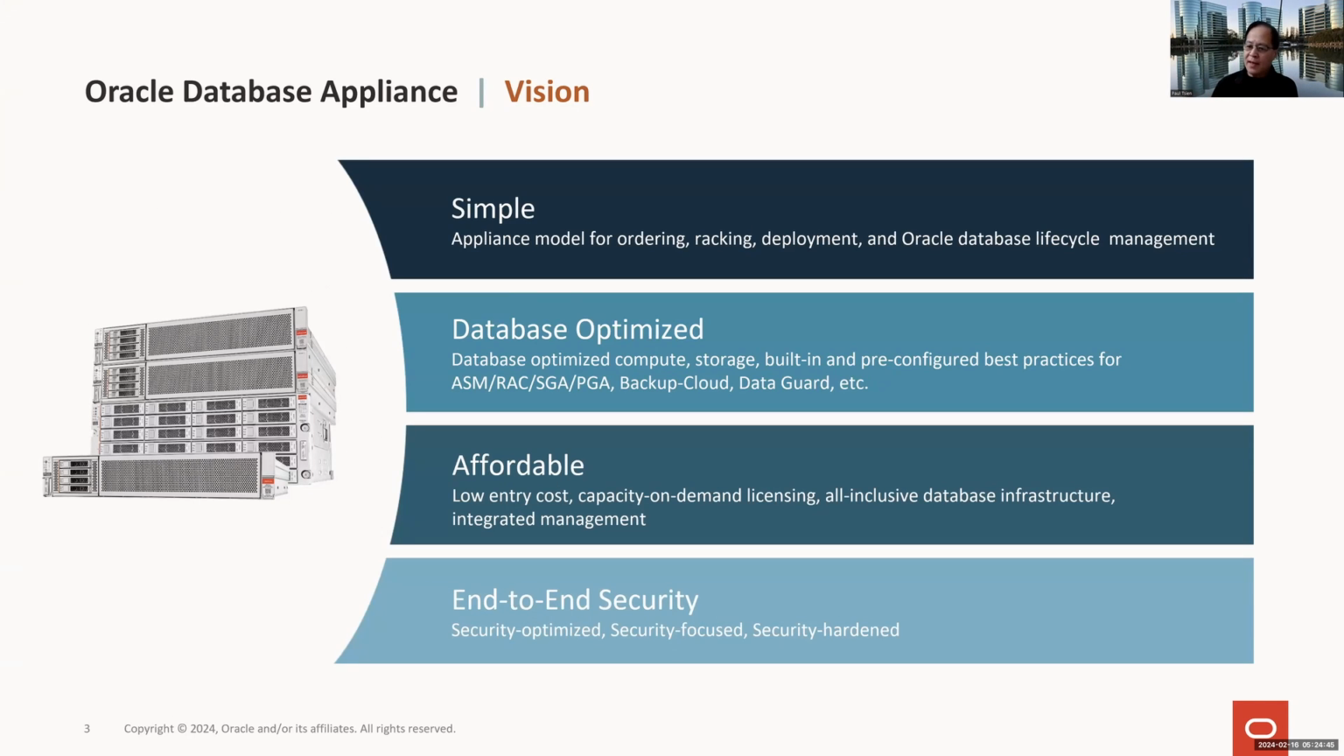So to summarize what Sam just went through, to think about the database appliance, these are the main value propositions. Simplicity is kind of the key. Everything about this product line is about being simple, right? We can deploy a rack system in less than 2 hours.